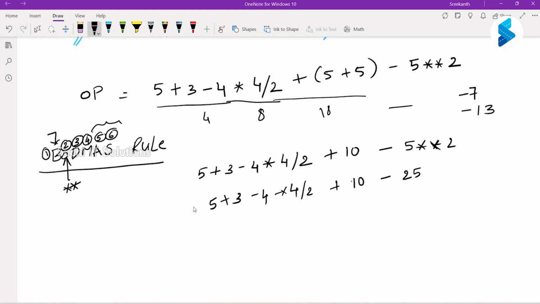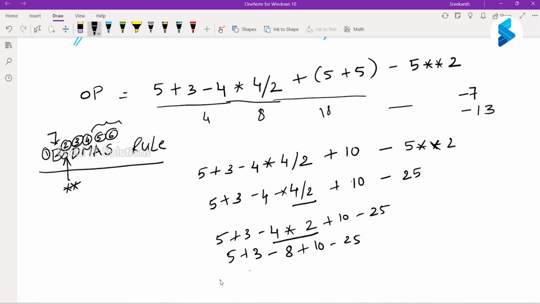So according to this, the one in the brackets is done. The one with the order is done. So the third one is what? Third precedence is for division. So in this case, this one. So it will be like 5 plus 3 minus 4 into 4 by 2 is 2 plus 10 minus 25. And fourth priority or precedence is for multiplication. Now tell me what is the product of this now?